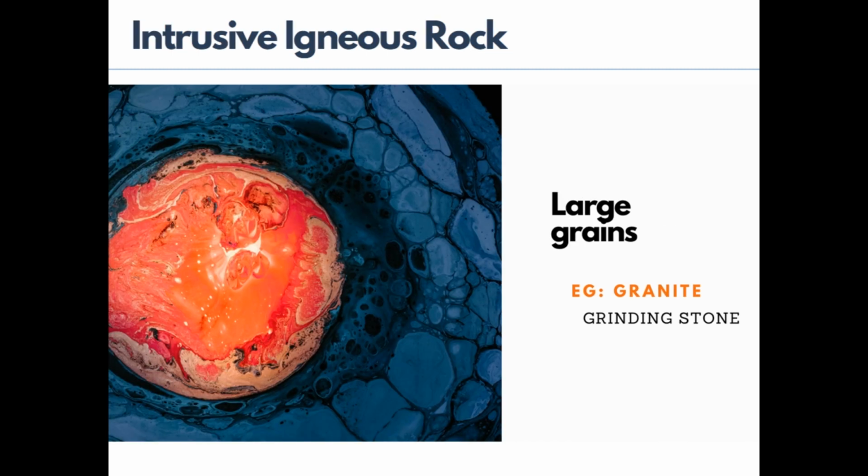Next come intrusive igneous rocks. Sometimes the magma cools down within the Earth's interior. As they cool down slowly, they have large grains. An example of this rock is granite. The grinding stone that we use to blend pulses and spices is made of this.